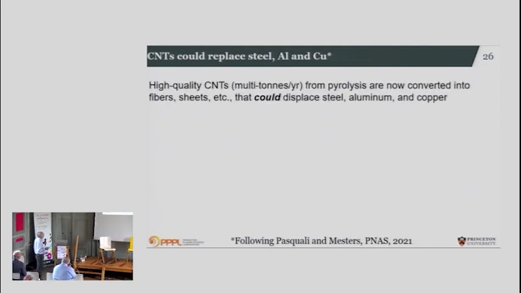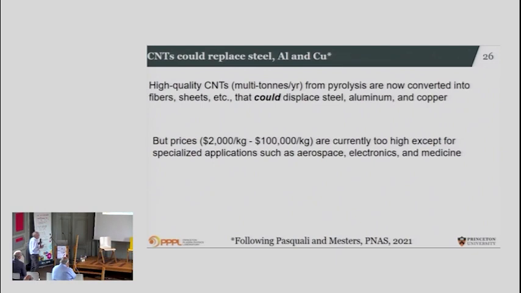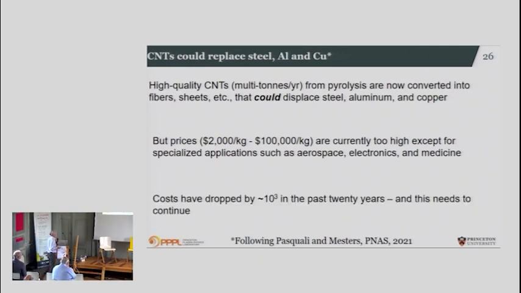It's pointed out that it's the case today that you can make these high quality, fiber quality carbon nanotubes from pyrolysis converted to fiber sheets, et cetera, that in principle could displace or help displace steel, aluminum, and copper in the future. The problem right now, of course, is that when you make carbon nanotubes this way, it's actually quite expensive, ranging from thousands to hundreds of thousands of dollars per kilogram. So except for specialized applications, you really wouldn't be able to do this.